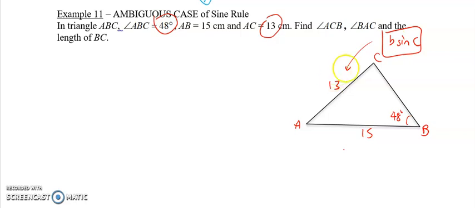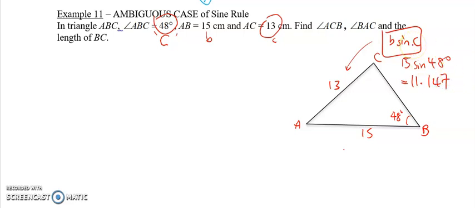In this situation, this angle here is given, so this angle is actually our so-called C. This is our side C, so this one has to be B. So we use 15 sine of 48 degrees. On our calculator, we will get 11.147. So this is not an actual calculation, just a check.